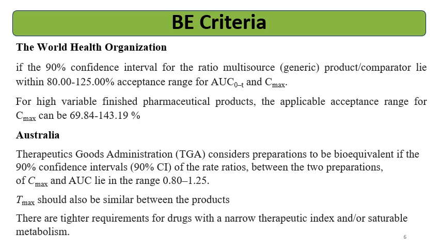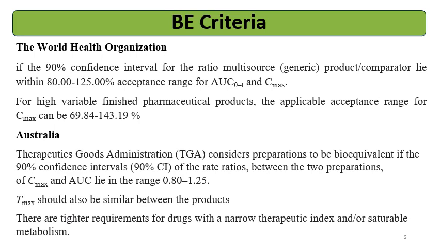See, as per the WHO, if the 90% confidence interval for the ratio of the multi-source, that is the generic product, and the comparator, that is the reference product or RLD, lies within the 80 to 125% acceptance range for AUC 0 to T and Cmax. So this is the area under the curve from 0 to T, where T is the specific time till which the AUC is calculated. This AUC may be from 0 to T, or 0 to tau, where tau means the dosing interval, or AUC 0 to infinity.